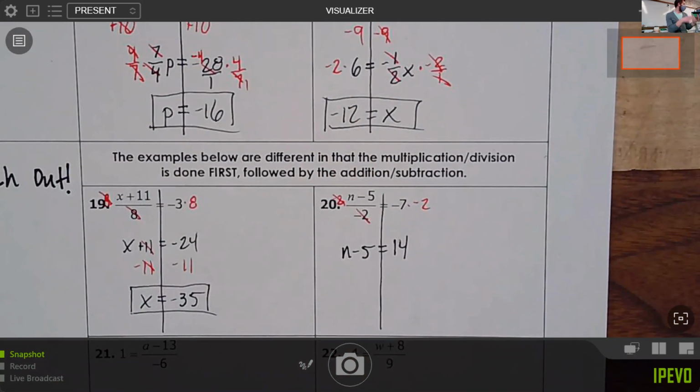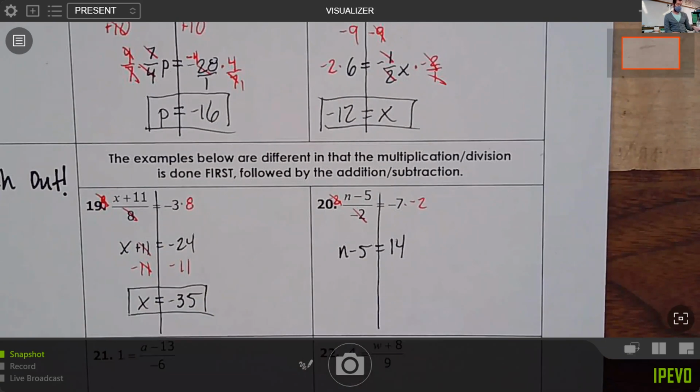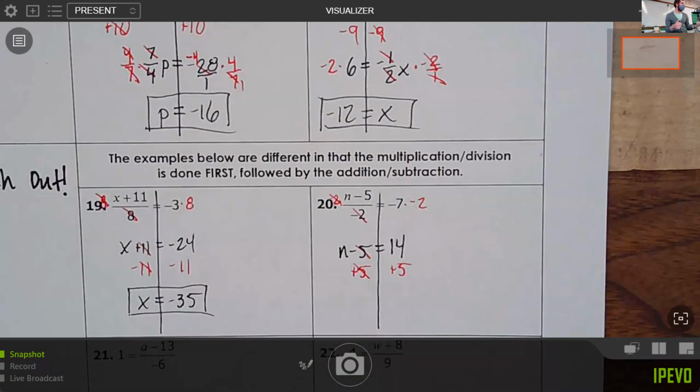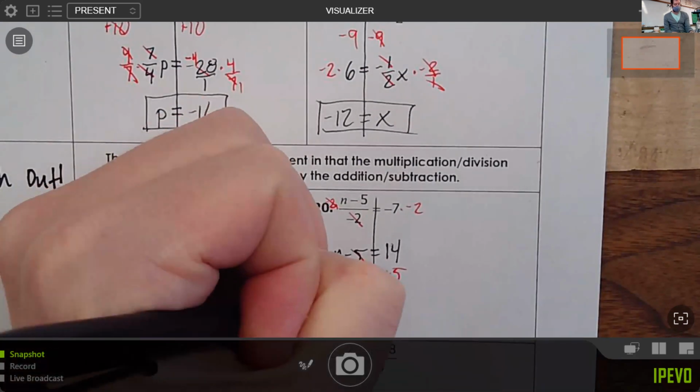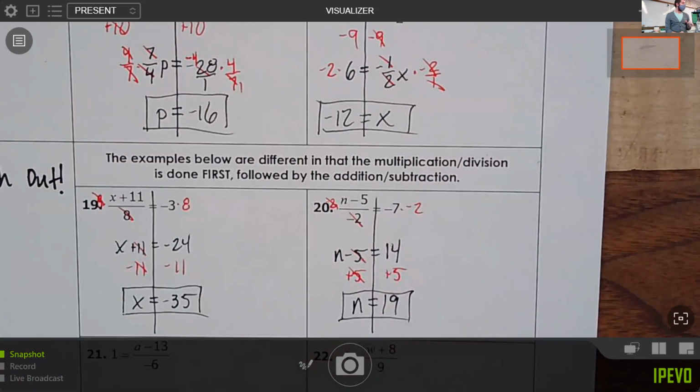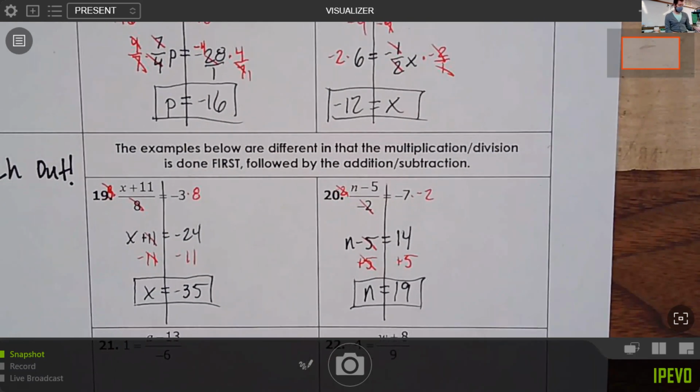So basically, we have to get the group by itself first and then undo what's happening in that group. So last step here, add 5. These are still 2-step equations. It's just we're doing the multiplication and the division first now, because if we were to work through these using order of operations, we would have to add first and then divide, or subtract first and then divide. So we have to undo those order of operations.